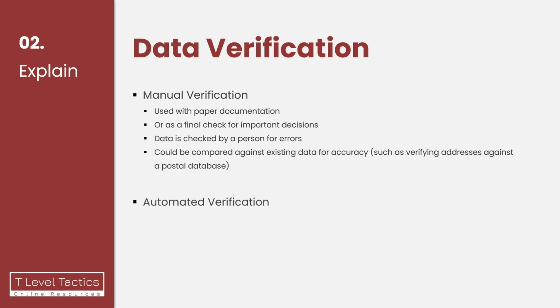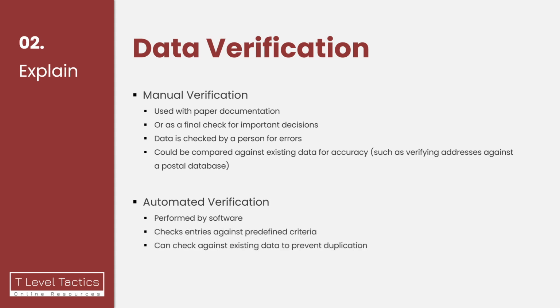Automated verification is often performed by software, and it will check entries against predefined criteria. And it can check against existing data to prevent duplication as well. For instance, if you're signing up for a website, it will check if you're already a member and stop you from progressing any further if it finds that you are.